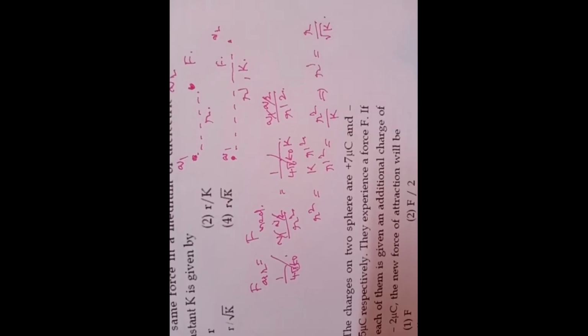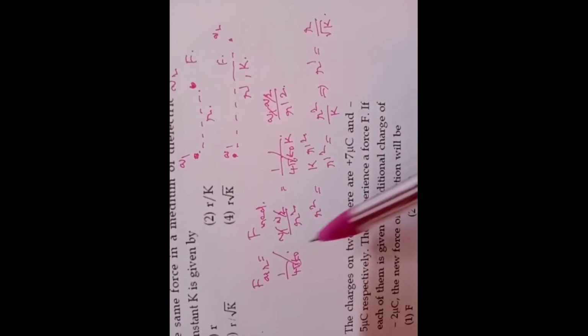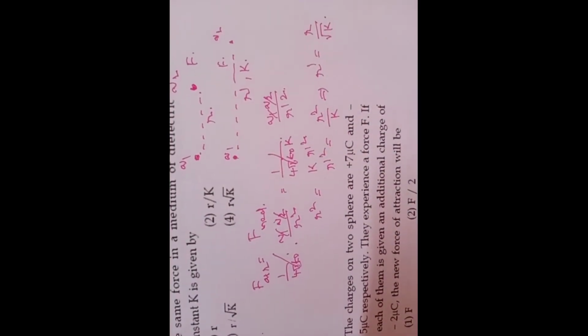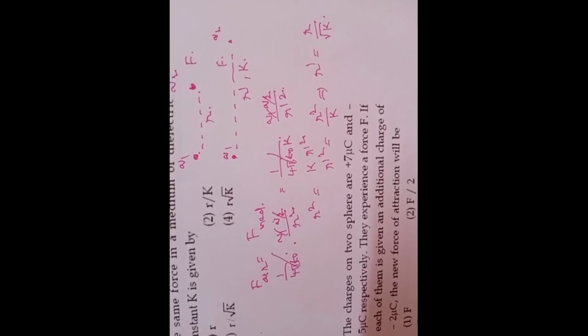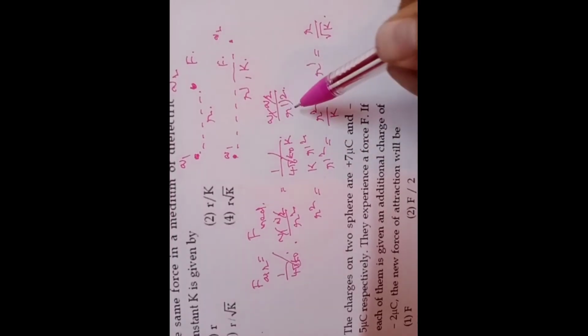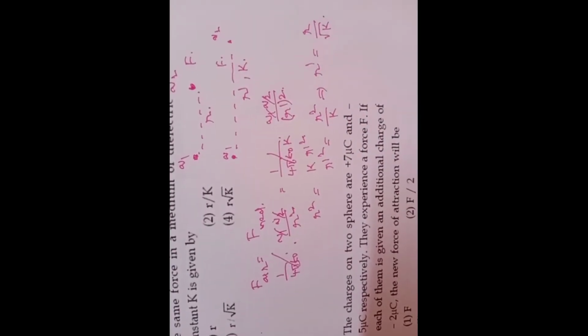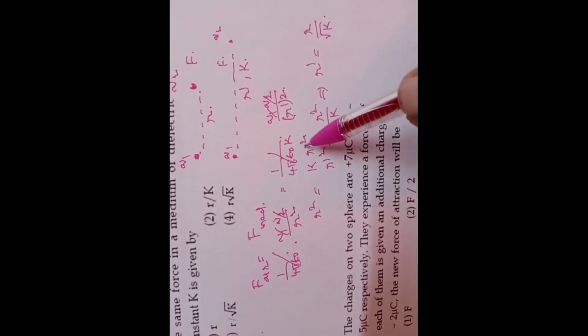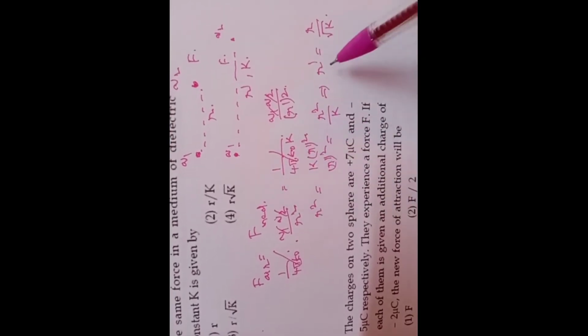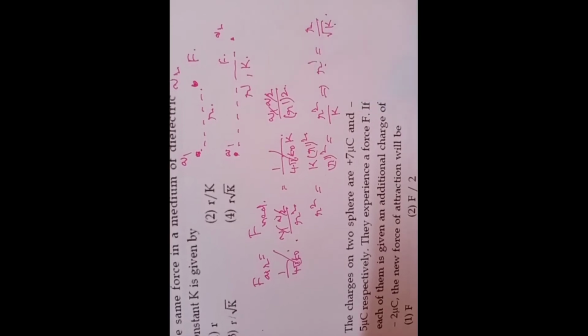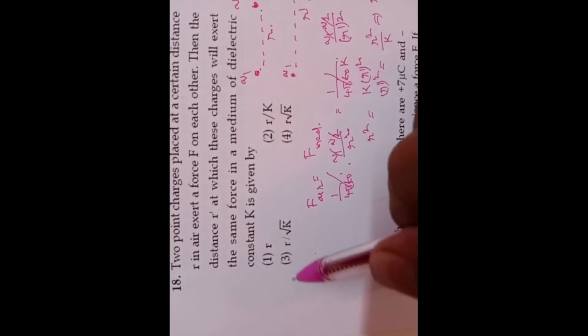Clear? So what is the answer? In the air and in the medium the same force is there, but the distance between them is changing. This is r dash square, don't confuse. So r dash is equal to r by root K. The answer for this 18th question will be the third option.